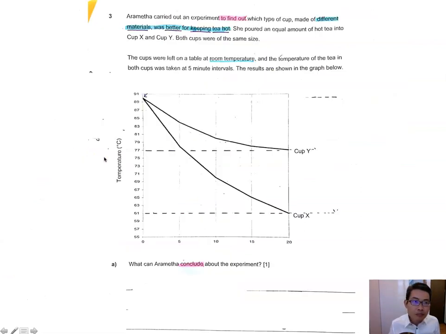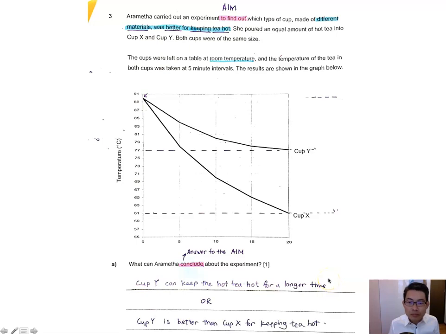Now let's go on to question 3. Aramitha carried out an experiment to find out which type of cup made of different materials was better for keeping tea hot. So in this question, it's quite straightforward. If all you need to know is to find out, and there's an aim, and you know that conclusion here means the answer to the aim, then all you need to do is look at the graph. After 20 minutes, the temperature of the hot tea in cup X is at 61 degrees Celsius. Temperature of the hot tea in cup Y is at 77 degrees Celsius. So, of course, cup Y is better for keeping tea hot. And that's all I need to write.